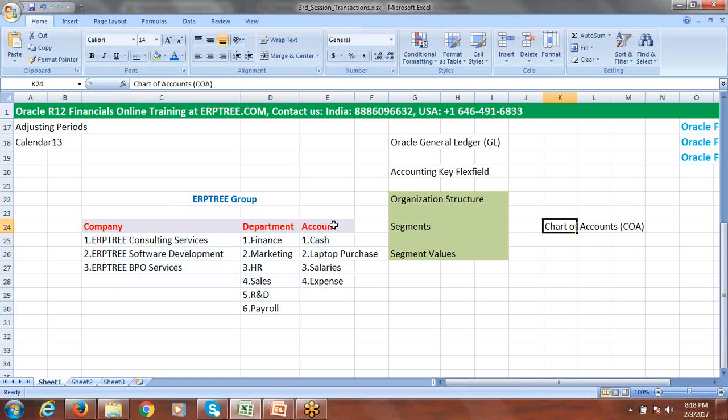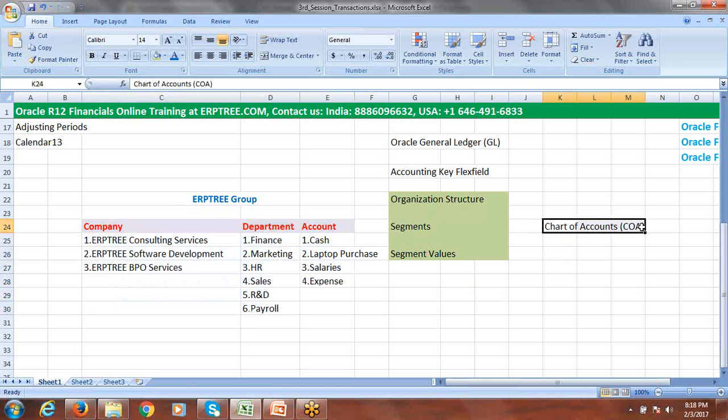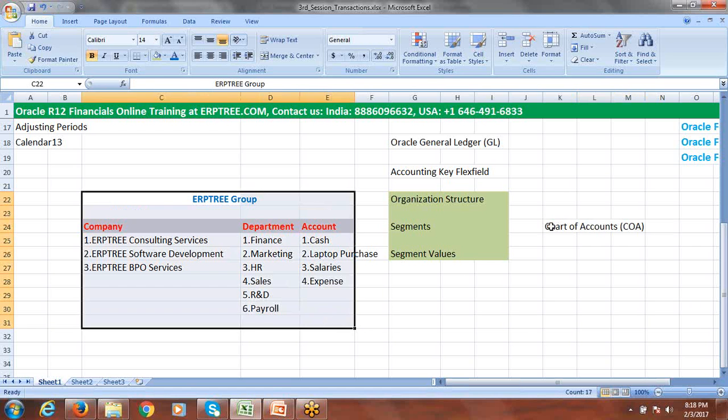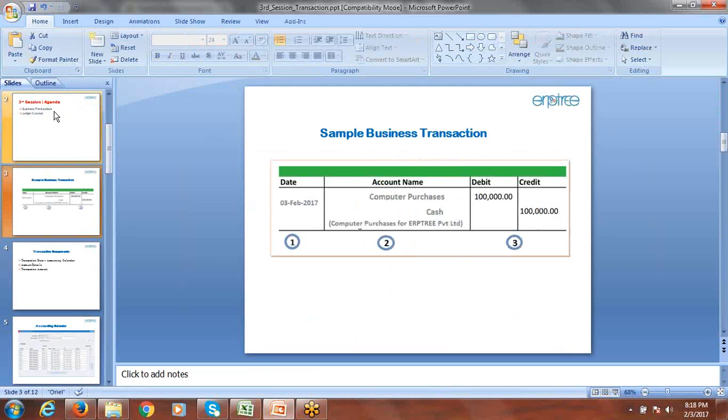When you say chart of accounts, along with the accounts, we are considering other elements of information also. The simple point is that by using the chart of accounts, we can capture the description of the transaction. If you want to capture the transaction description, first you have to maintain all this information by using the chart of accounts. Okay, fine. Any questions on this, please?